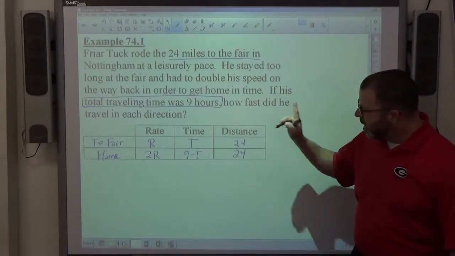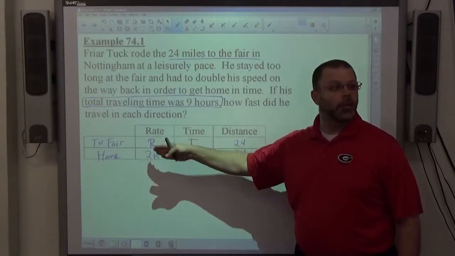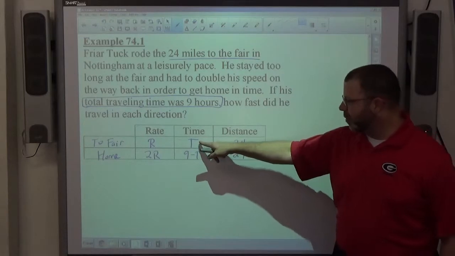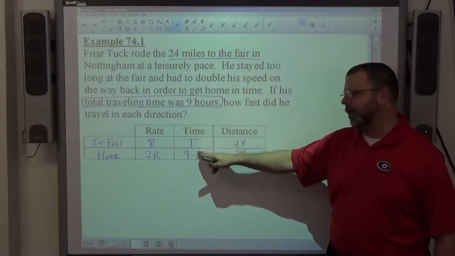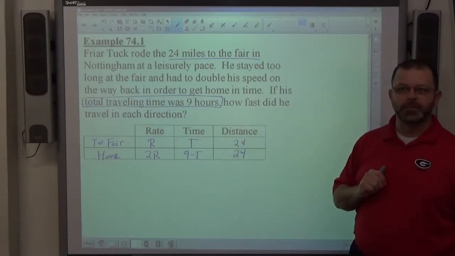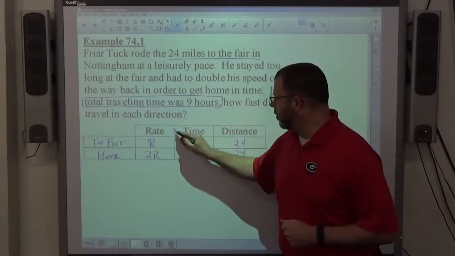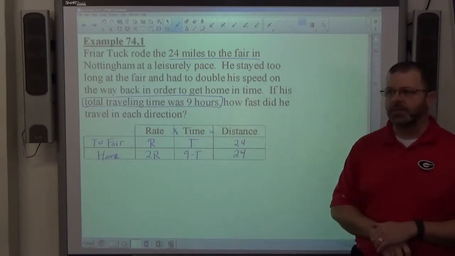So, I've used the variable R to represent rate. There's a relationship between the rates, but I don't know either one. I use the variable T to represent time. There's a relationship between the times, but I don't know either one. The distances, both directions, are 24 miles because he went there and he came back. The same relationship between rate and time is there. Rate times time still equals distance.